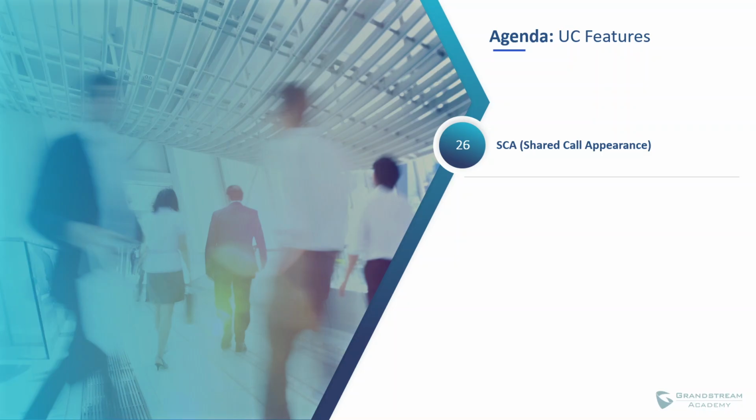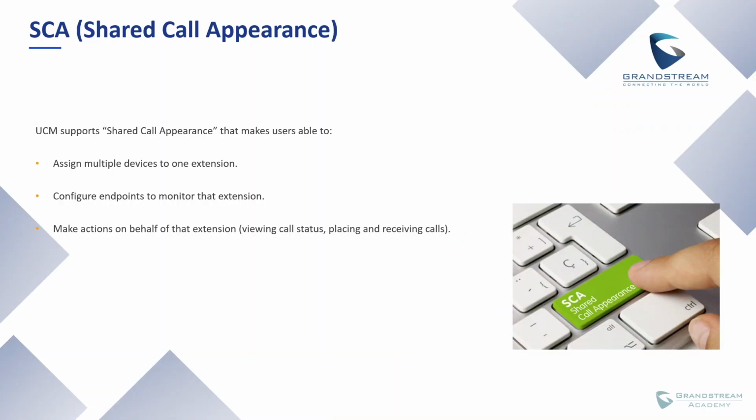And next, we're going to talk about Shared Call Appearance. Shared Call Appearance, often abbreviated as SCA, is a functionality that is available on the UCM 6000, and it can be used to assign multiple devices to one extension, emulating legacy PBX line system with the possibility to configure endpoints to monitor that extension or line, make actions on behalf of that extension, such as viewing call status, and placing and receiving calls, and even barging into existing calls.